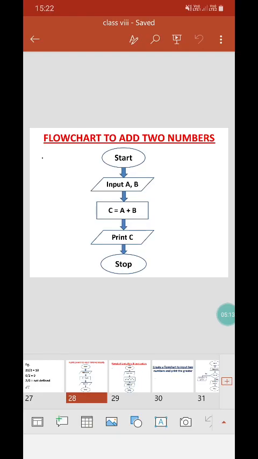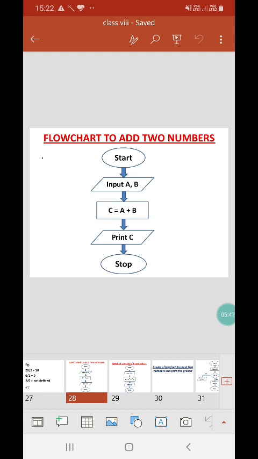Here you can see I have written input and print. Why can't I write enter two numbers, enter A B? No, we cannot write enter A B because input is a keyword. Input is a keyword, so we have to use keywords in flowcharts and algorithms. We only have to use keywords in flowcharts, algorithms and programs. We cannot use our own words.